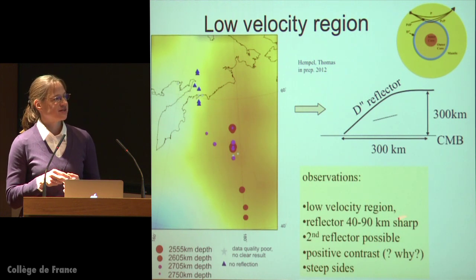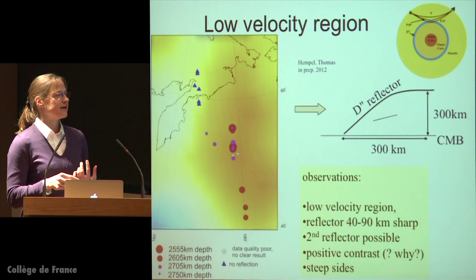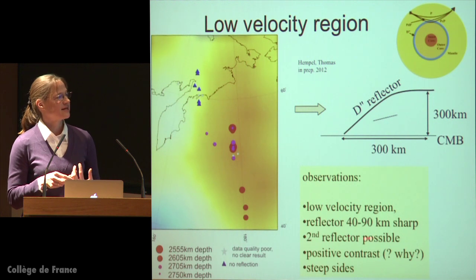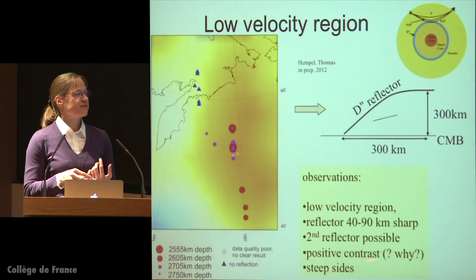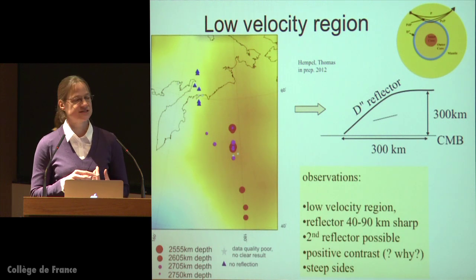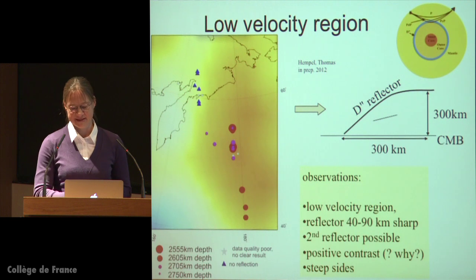It's a low velocity region. The reflector is sharp because we can see it with 1 Hertz waves. There is possibly a second reflector visible in some of these cases, so possibly a double crossing or not. But we do see a positive P-wave contrast in this region, and that's a bit interesting because we have a low velocity region here. And it seems to have fairly steep sides.